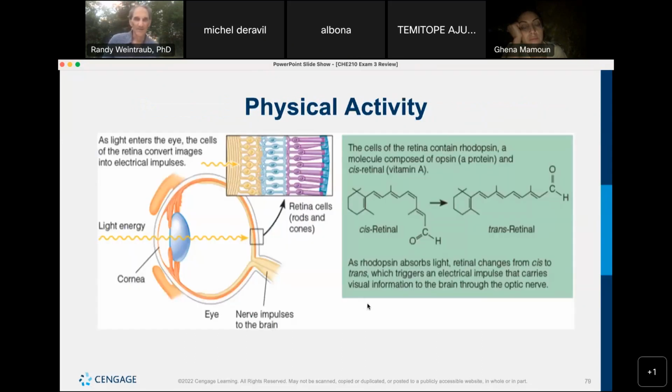Here's some detail, some interesting detail. Wouldn't ask you about it, but you can see some chemistry there, cis and trans. Interesting of how we see or distinguish between light and dark.